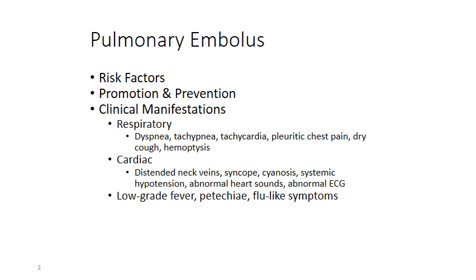So what does it look like? On 605, there's key features for respiratory, cardiac, and then low-grade fever, petechiae, fluidic symptoms. And on 604, there's a great chart 32-1 that talks about prevention of pulmonary emboli. And you notice that most of those are related towards preventing DVT, since most PEs are caused by DVTs.